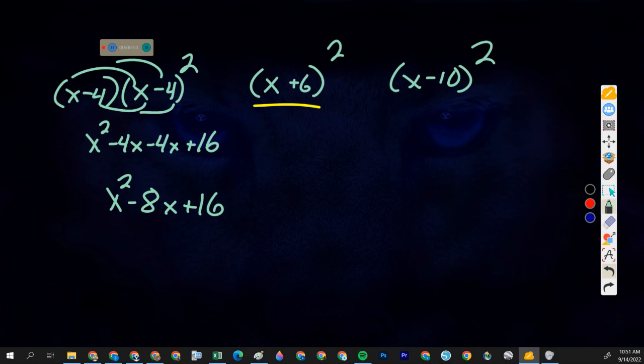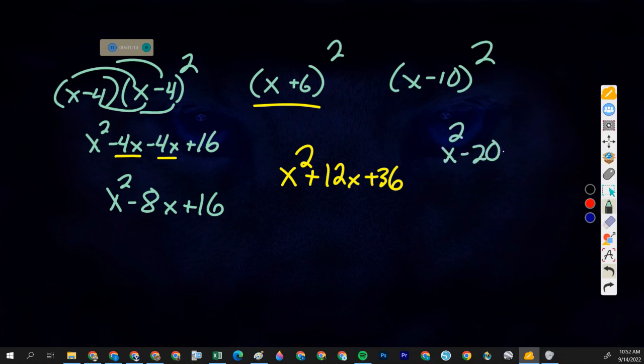What would it be? X squared plus 2 copies of 6x, so it would be 12x plus 36. Okay, hopefully you see the pattern. So the next one is going to be x squared minus 20x plus 100.